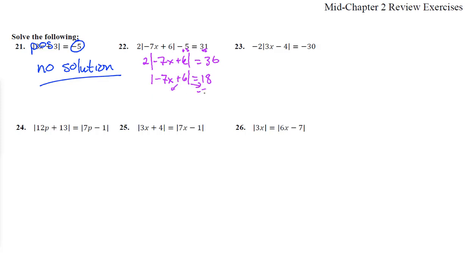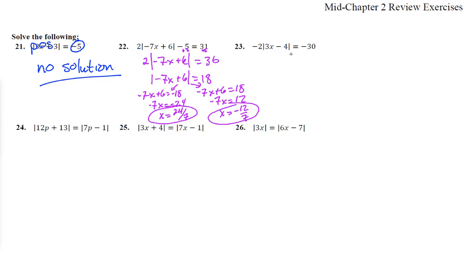We get negative 7x plus 6 can equal 18, or negative 7x plus 6 equals a negative 18. And solve these two individually. Yeah, if this is 18 or negative 18, the absolute value will turn it into the positive 18. So subtract 6 and we get negative 7x equals a negative 24, and divide by negative 7. x equals 24 sevenths. Great. Subtract 6 over here and we get negative 7x equals 12. Divide by a negative 7, we get x equals negative 12 sevenths. Excellent. All right, next one, number 23.